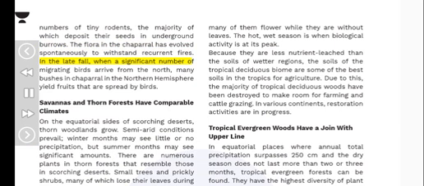In late fall, when a significant number of migrating birds arrive from the north, many bushes in the chaparral of the northern hemisphere yield fruits that are spread by birds. Savannas and thorn forests have comparable climates. On the equatorial sides of scorching deserts, thorn woodlands grow.